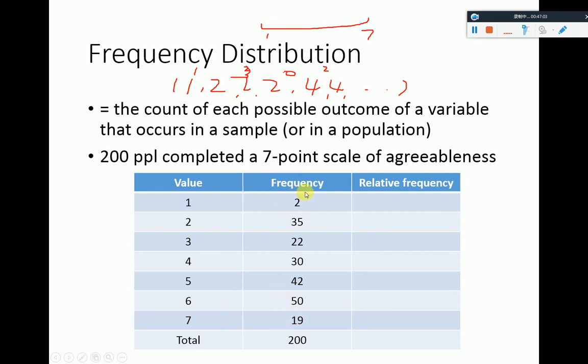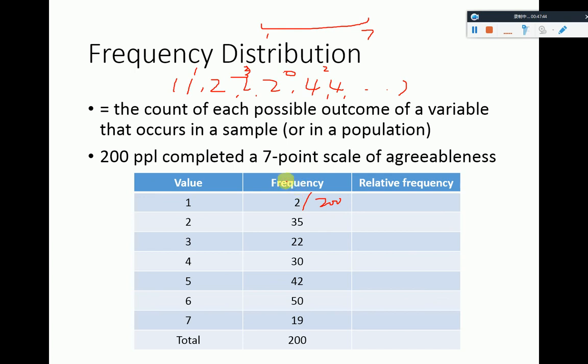And then we can go a step further by calculating the relative frequency based on absolute frequency counts and sample size 200. So do we still remember how to do that? So what is the relative frequency of 2 in a sample size? Well, that's 2 divided by 200. So that means relative to 200, how many times has value 1 occurred?